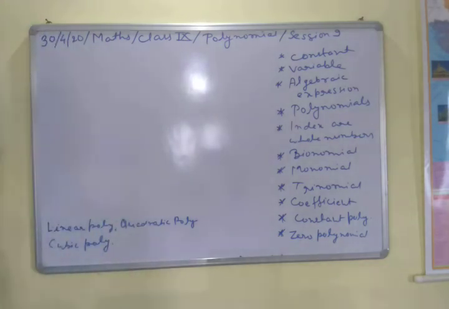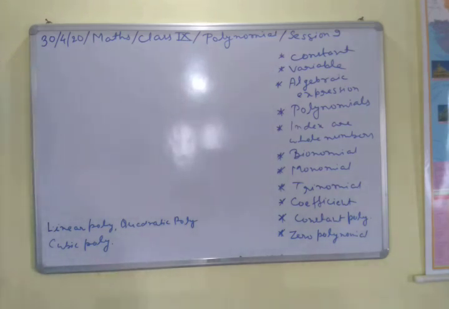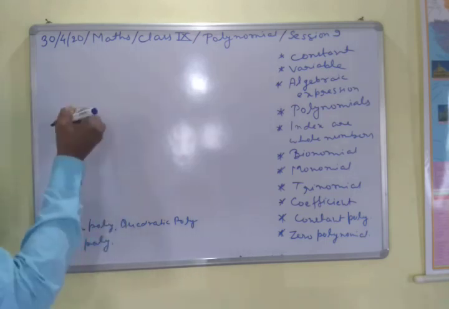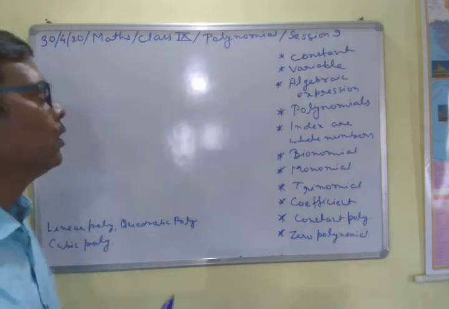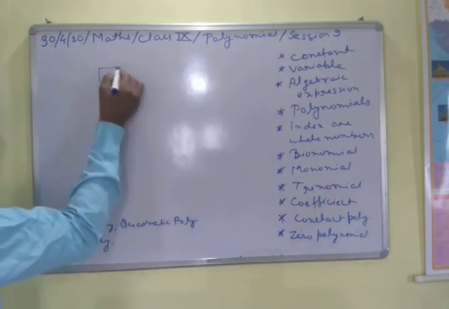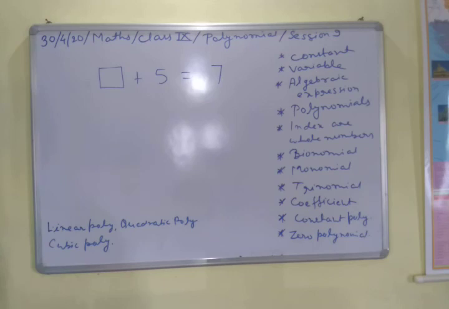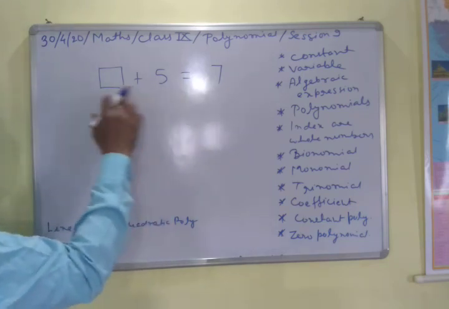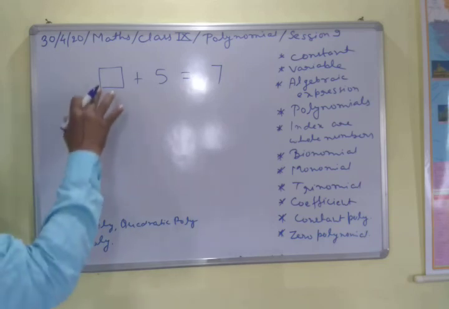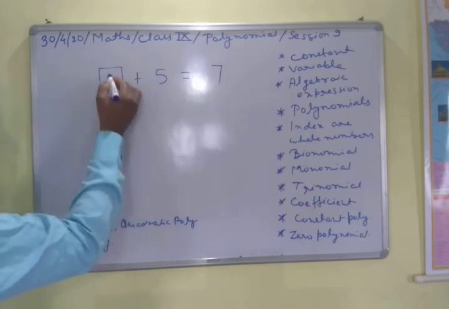So first, what is a polynomial? That is how this chapter starts. For example, in the lower classes, like when you were in class 1 or 2, you would have studied something like this: blank plus 5 equal to 7. So you would have solved questions like this. Here I can hear you say that the answer is 2. Okay, so here the answer is 2. So this is the box, and in this box your answer will be 2.